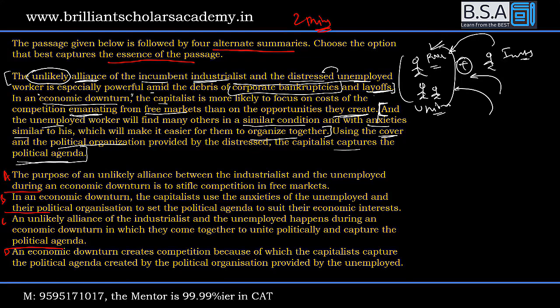Let us read. The purpose of an unlikely alliance between industrialist and unemployed during an economic downturn is to stifle the competition in free markets. Why do these two come together? So that they can stifle, meaning stop, the competition in free markets. Did these two come together for this reason? We'll come back to this.